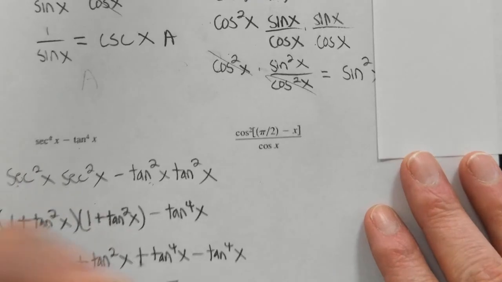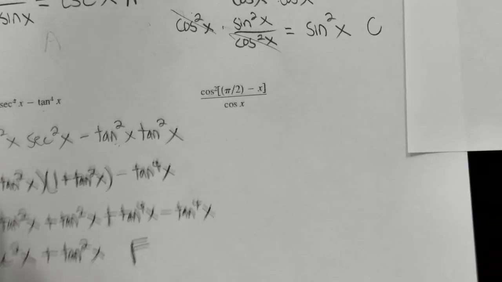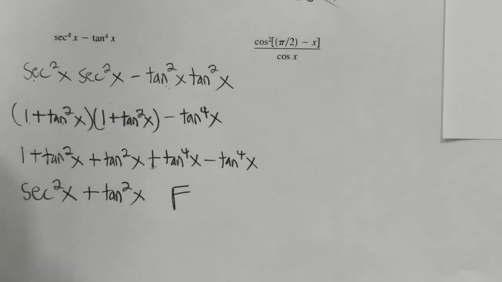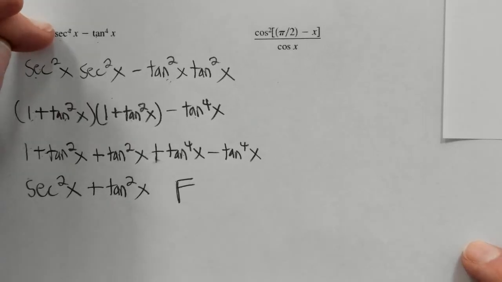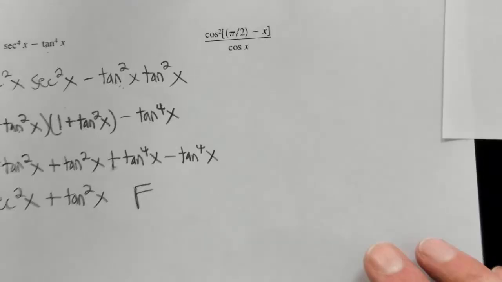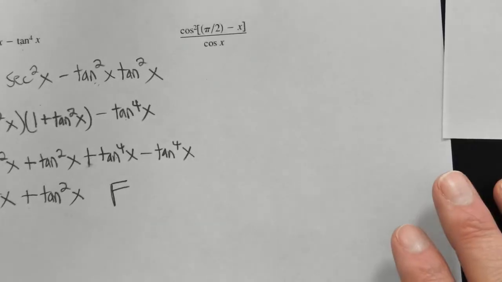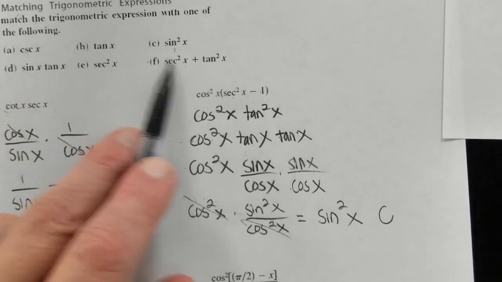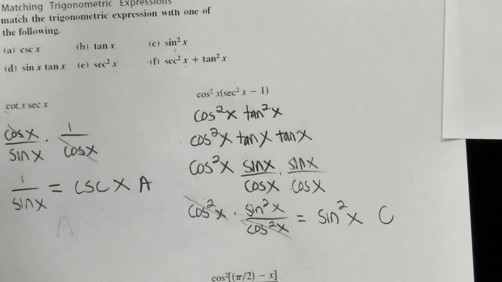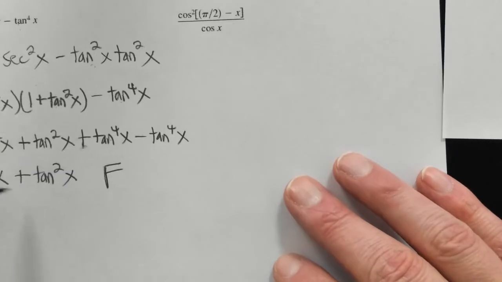All right. So like I say, it's kind of like putting a puzzle together sometimes. You've got to just kind of think about what can you do to transform this into something else that we've got up here to choose from. Okay? And if you've gotten stuck, you might want to look up here and say, okay, I've got this that I haven't used yet, and it's in terms of secant and tangent squared. Hey, I've got secant and tangent squared here. I can make it fit.